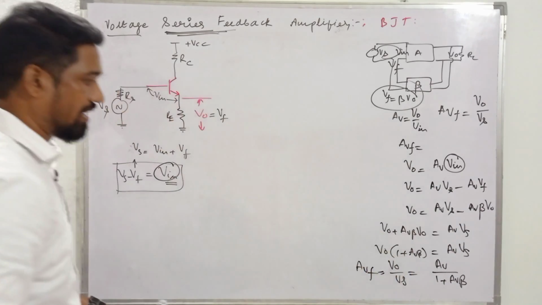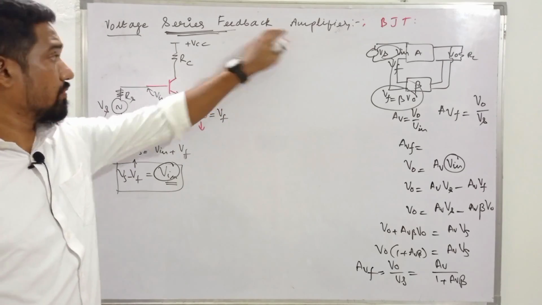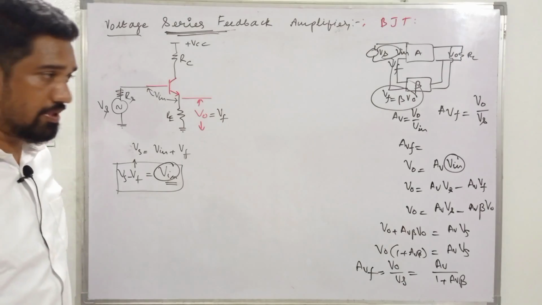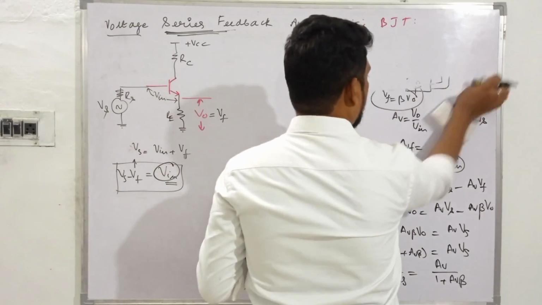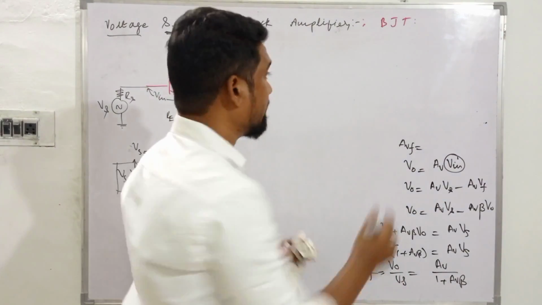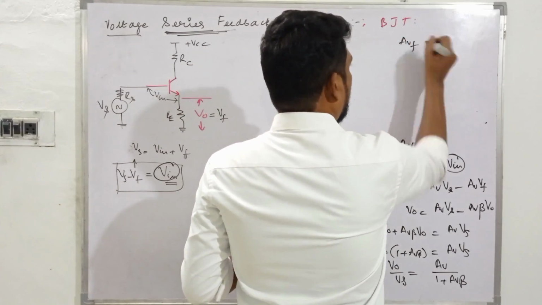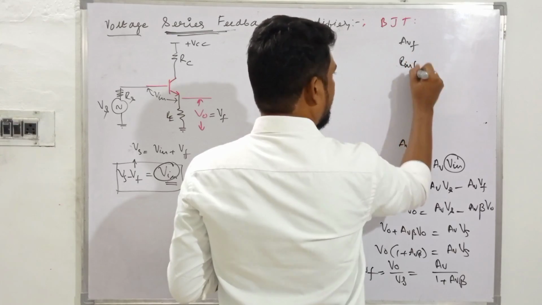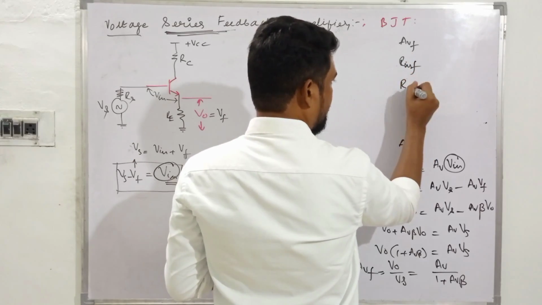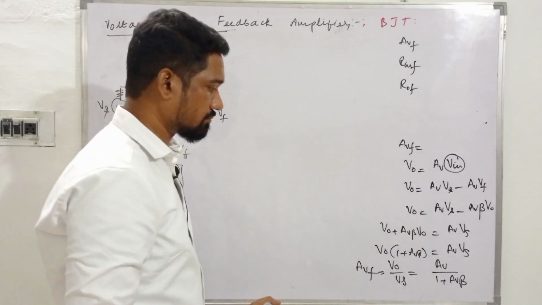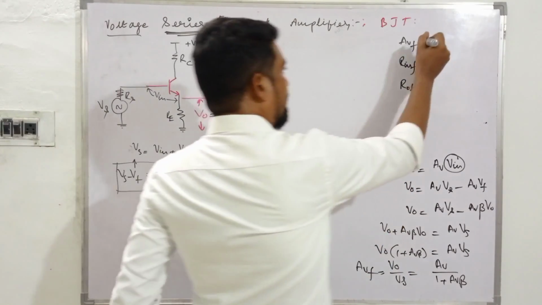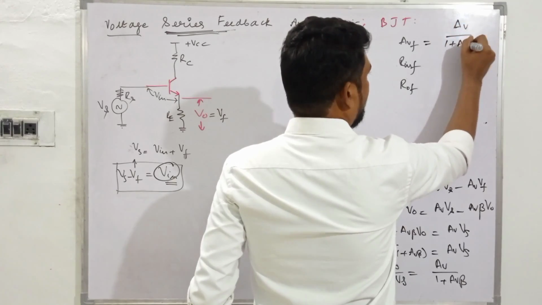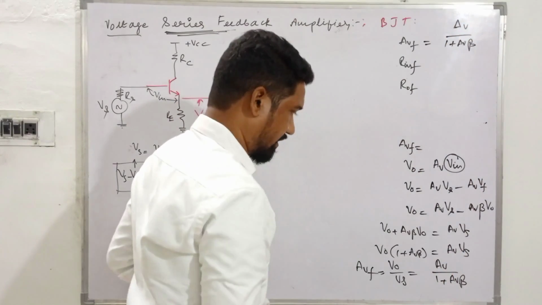So if you have a question, draw the circuit diagram of a voltage series feedback amplifier using BJT and derive expressions. What questions will be asked? You will be asked to derive the expressions for voltage gain with the feedback AVF, input resistance with the feedback RNF, and output resistance with the feedback R0F. So it's simply AVF, it's AV by 1 plus AV into beta. Just now we have done this.